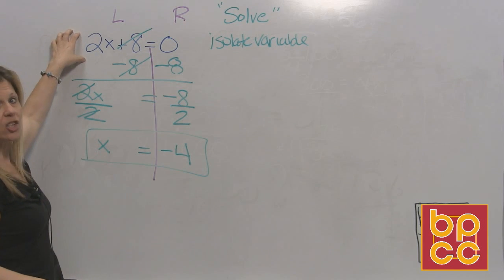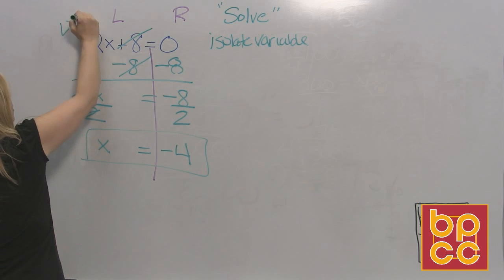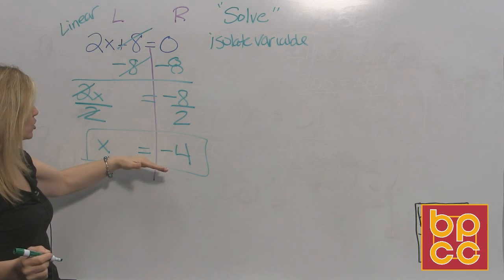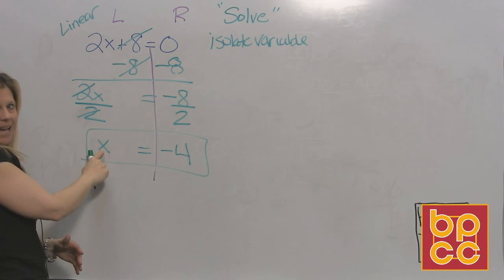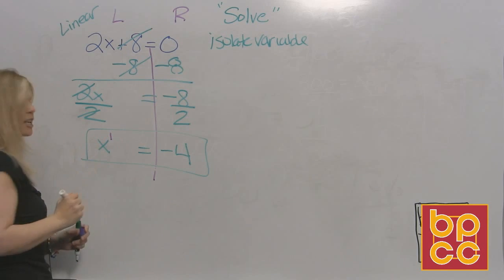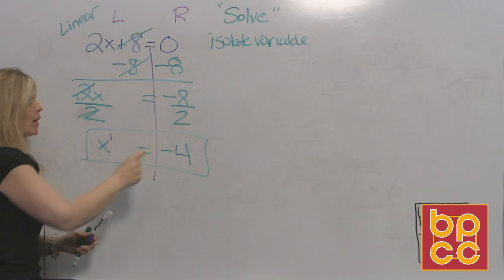This kind of equation in 098, Algebra 1, was called a linear equation. And it's called linear because it should only have one solution. This x has an invisible exponent. From the beginning of the semester, that exponent's understood to be 1. So when the exponent's a 1, you only get one answer.